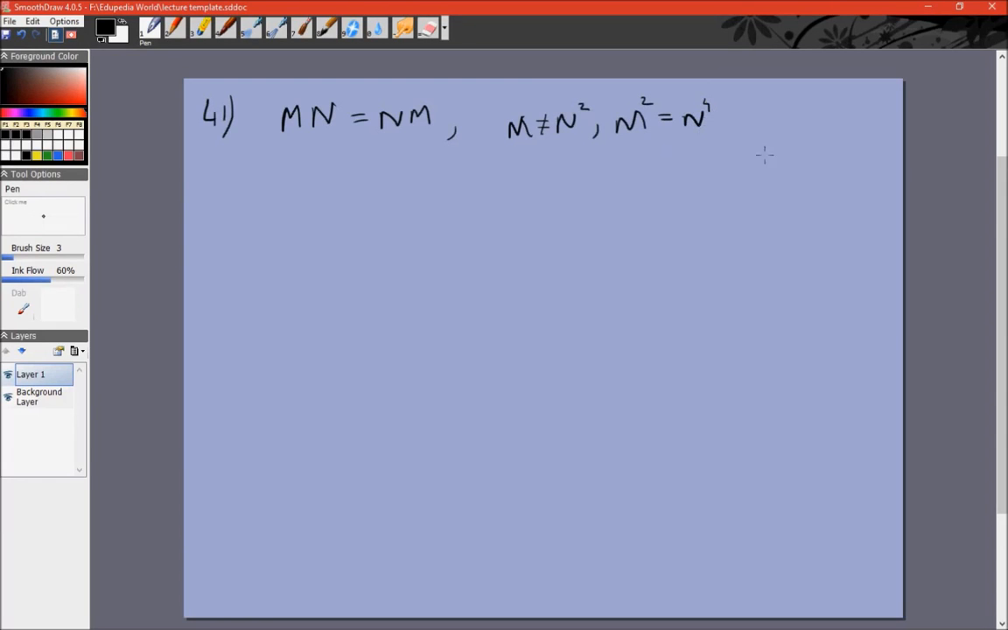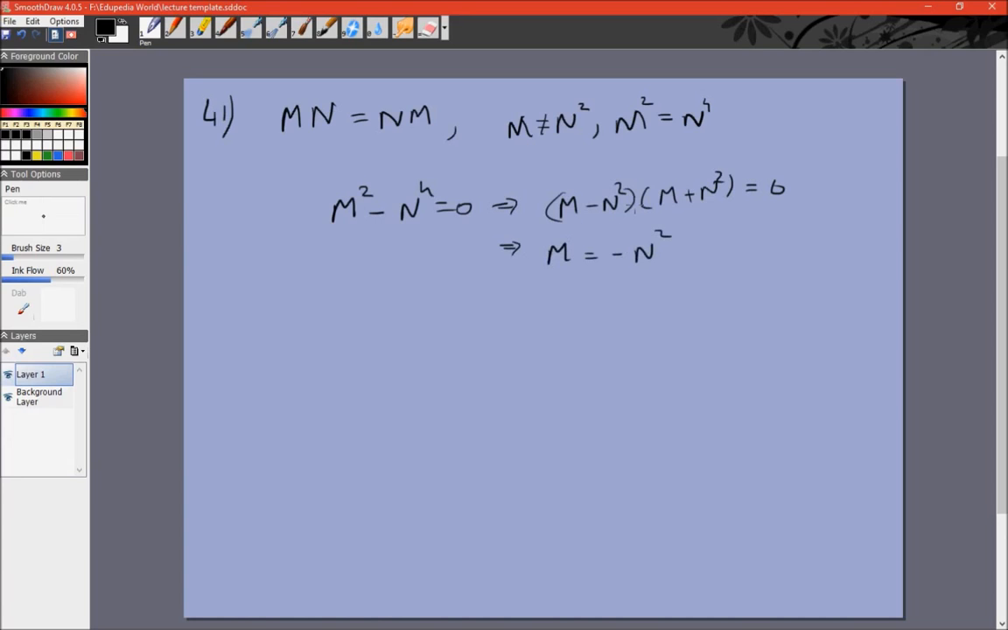So what does this tell us? M squared is N to the power 4. M squared minus N to the power 4 is 0, which means (M minus N squared) times (M plus N squared) is 0. And we know M is not equal to N squared, so the only option left is M is equal to minus N squared.